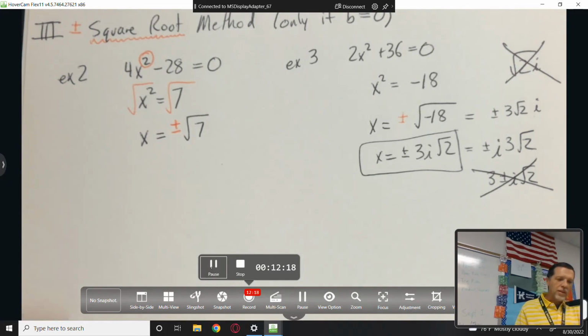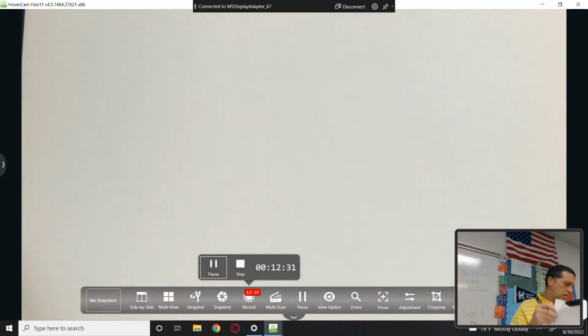All right, square root method. Easy, preferred, but not often usable. Let's see. Next method.